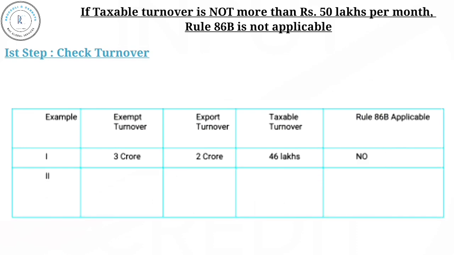Example 2. Exempt turnover is 52 lakhs. Export turnover is 65 lakhs. Taxable turnover is 60 lakhs. Is Rule 86B applicable? Yes. Example 3. Exempt turnover is 52 lakhs. Export turnover is 65 lakhs. Taxable turnover is 50 lakhs. Is Rule 86B applicable? No.